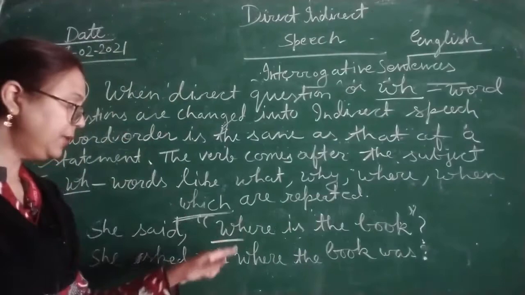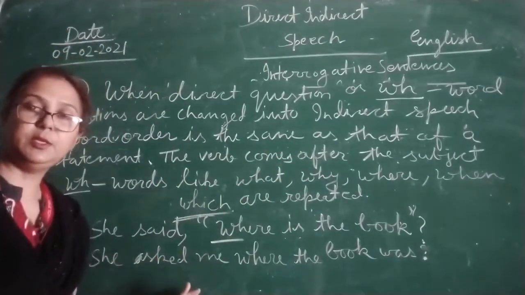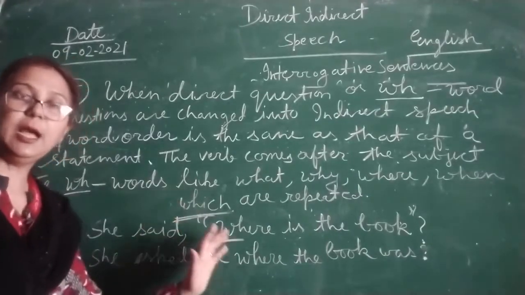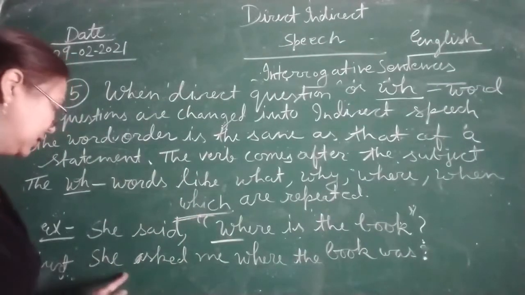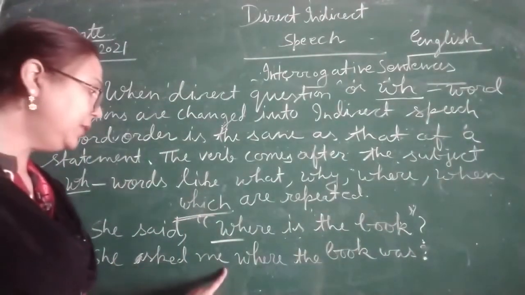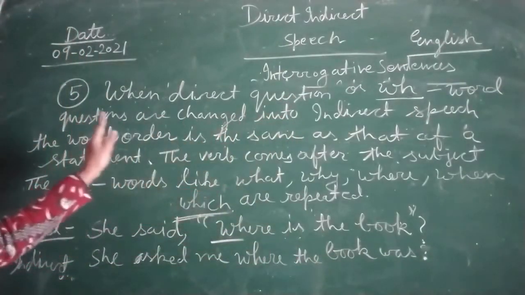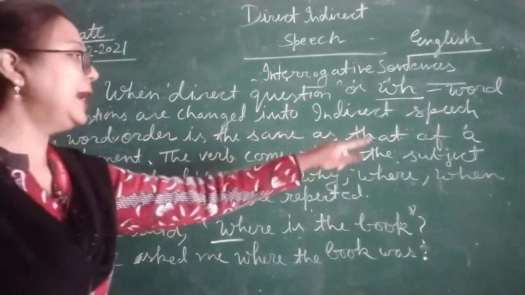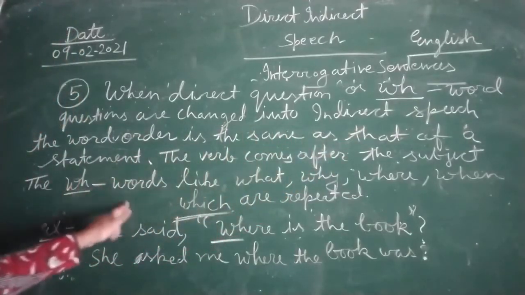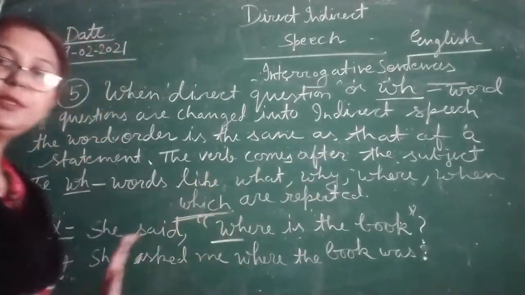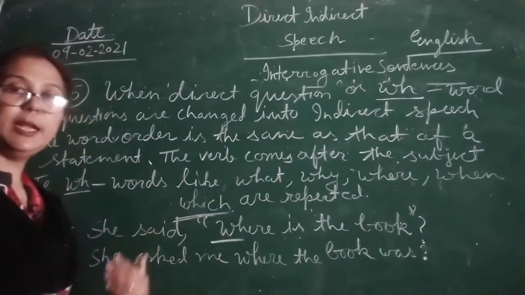Only this much. Where will be repeated. What will be repeated. Which will be repeated in the indirect speech. So we are not going to change anything in that. Only the reporting verb will change, that it will become she asked or he asked, and then me, and then after that where the book was. So when changed into indirect speech, the word order is the same as that of the statement. The verb comes after the subject, the WH word. Okay, so these types of sentences will remain the same as we have been doing in making direct to indirect speech.